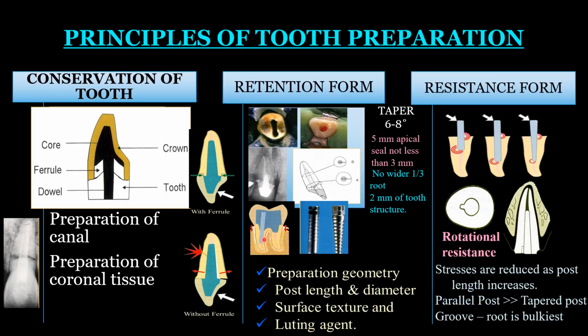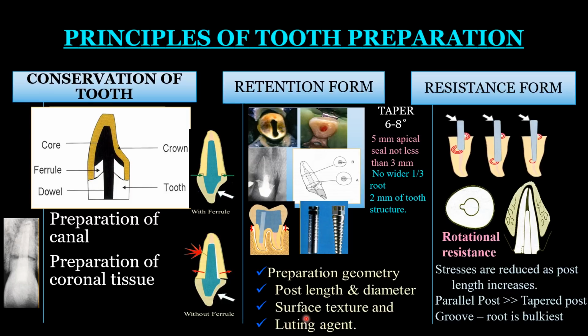For example, we can use the palatal canal in the maxillary molars and distal canal in the mandibular molars for placing the post. Along with, we can place a short post in the other canal, which gives an anti-rotation effect to the post and core assembly.